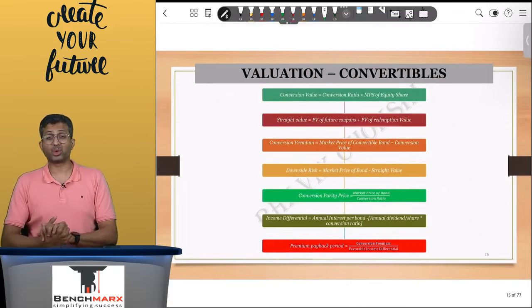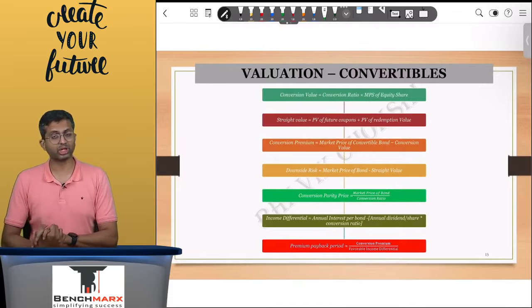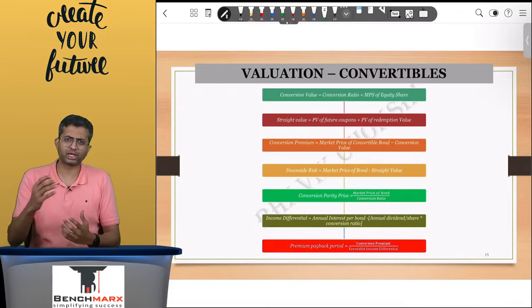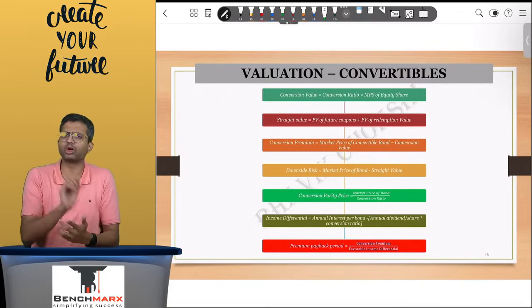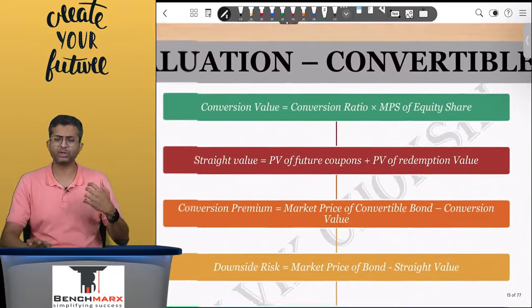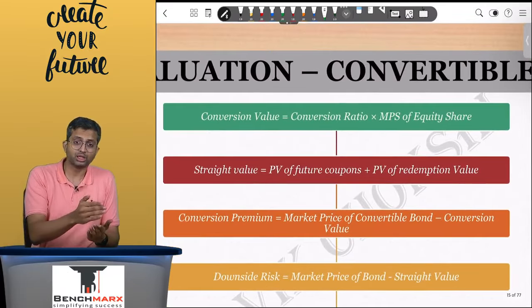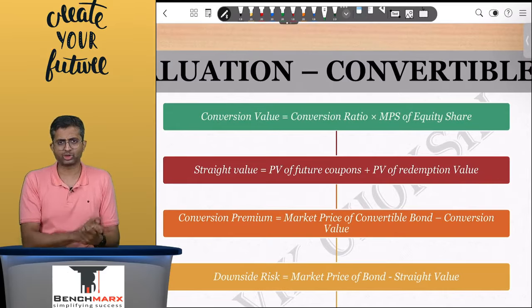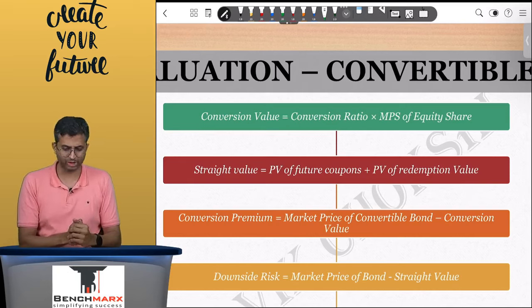Next, there are questions which institutes love asking about convertibles. In convertibles you can get a 4, 6 or 8 mark question where small terms may be asked, like what is the conversion value. Conversion value is the value that you will get if the bond were to be converted into equity shares, which is usually the conversion ratio into the market price of the equity share.